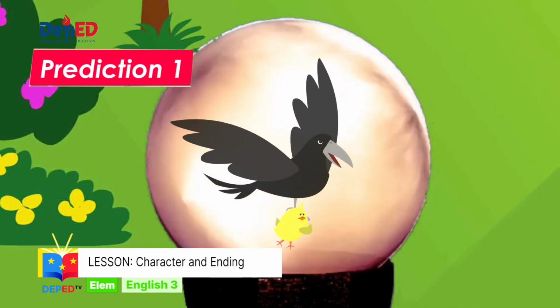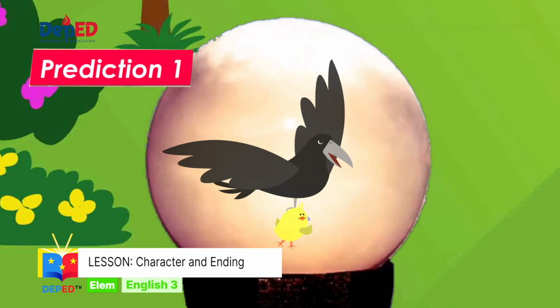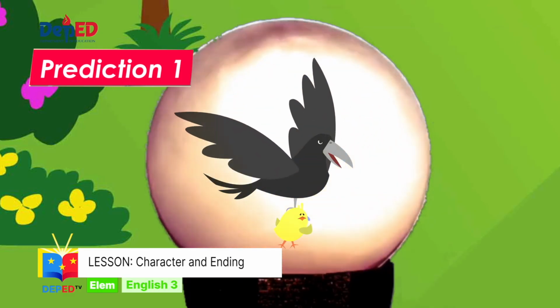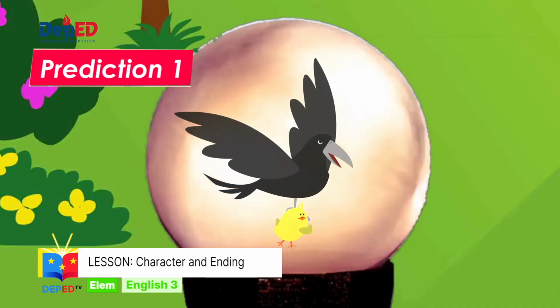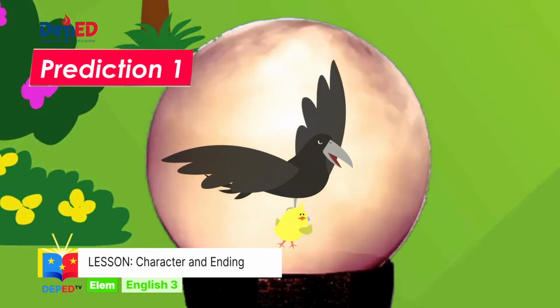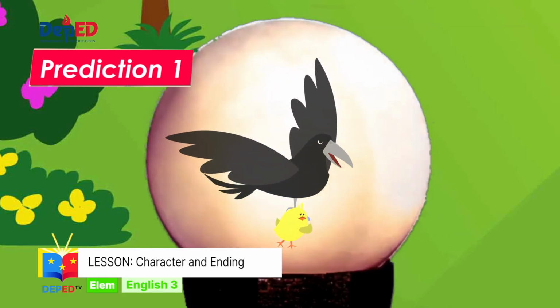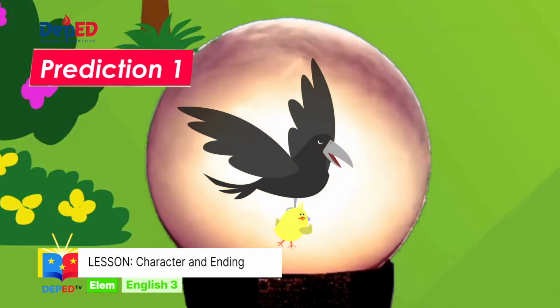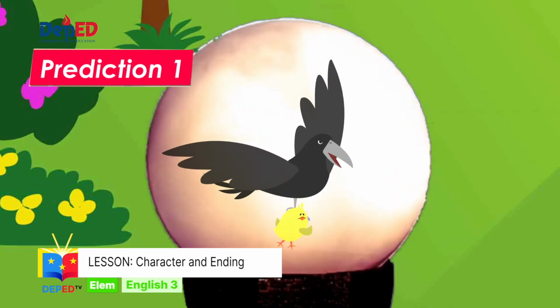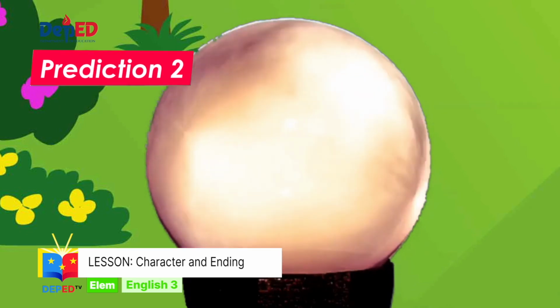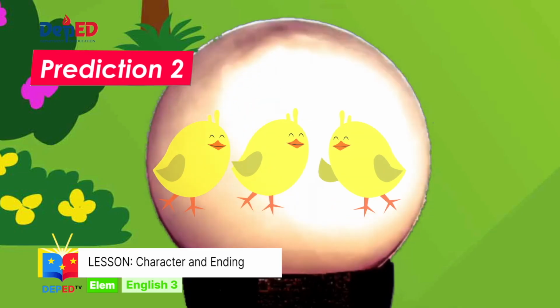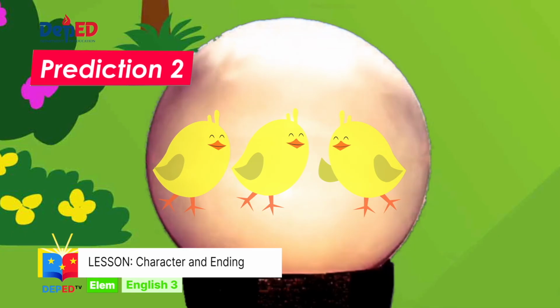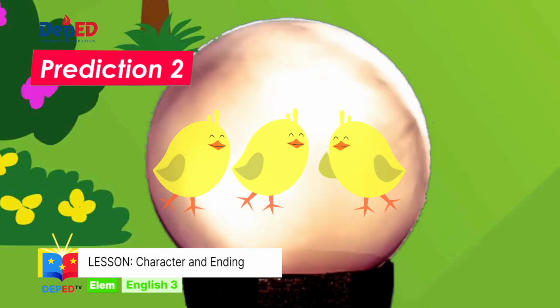What do you see? You see Lita being carried away by the raven. Lita was crying and begging the raven to not eat her. But the raven was so hungry that he ate Lita. How about taking a look at the second prediction? You see Lita coming home to her sisters.